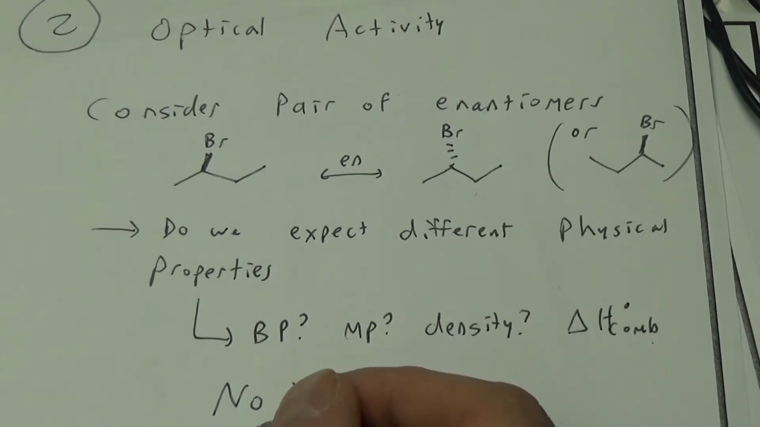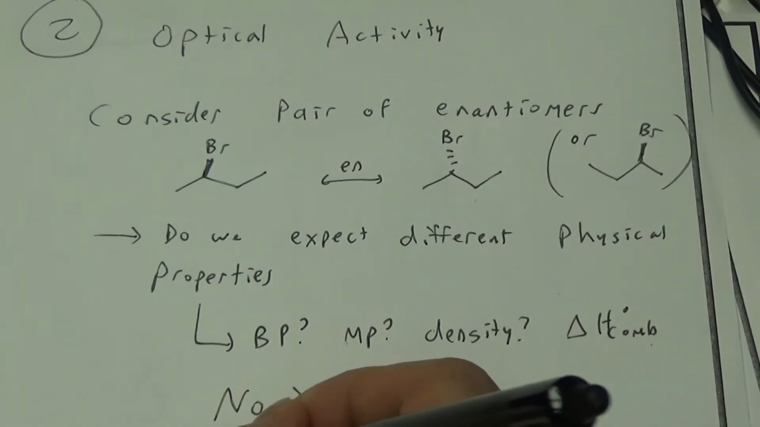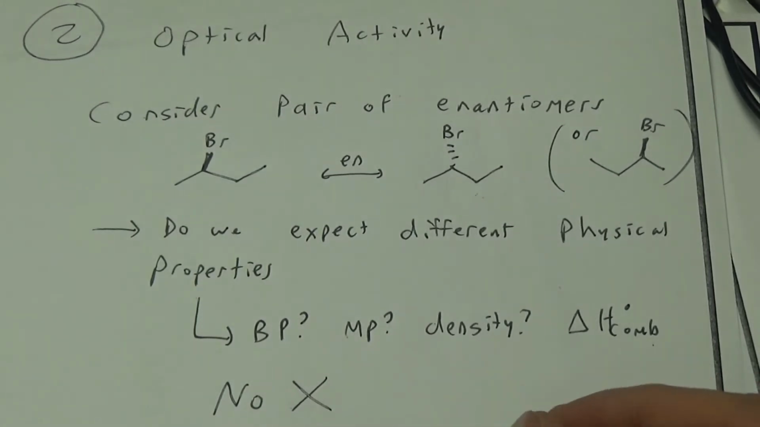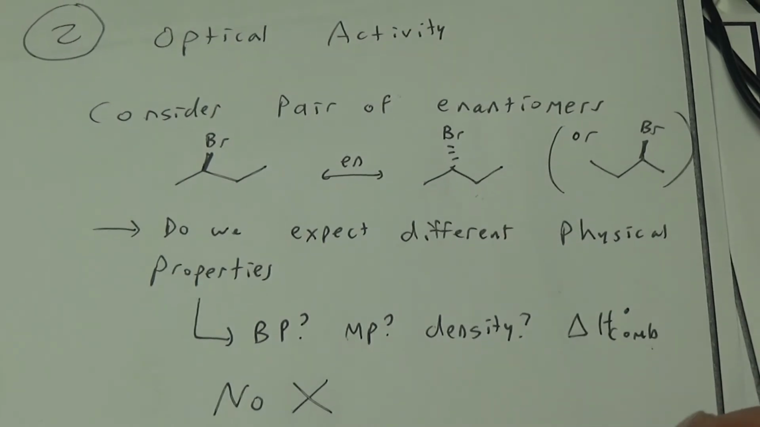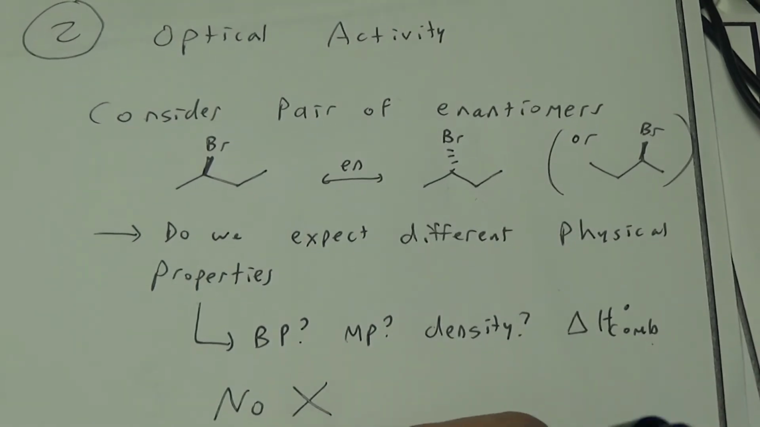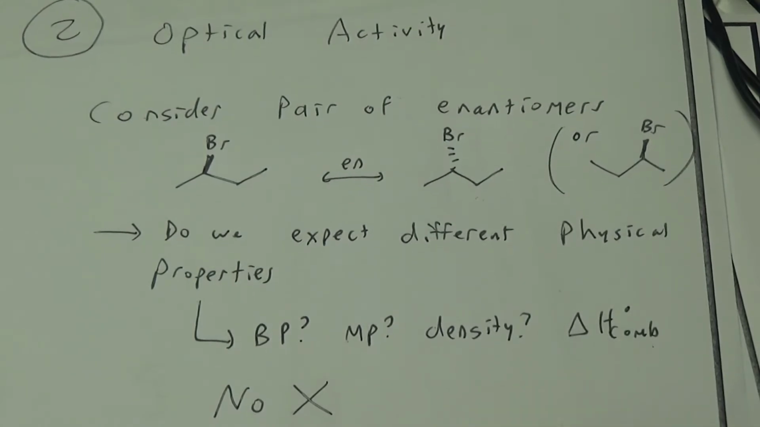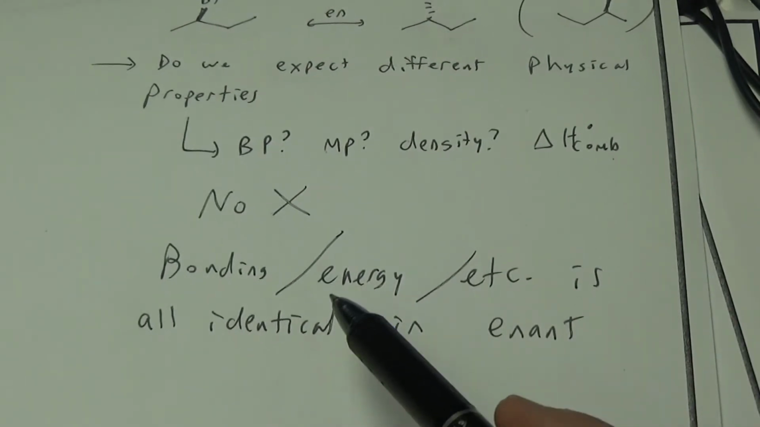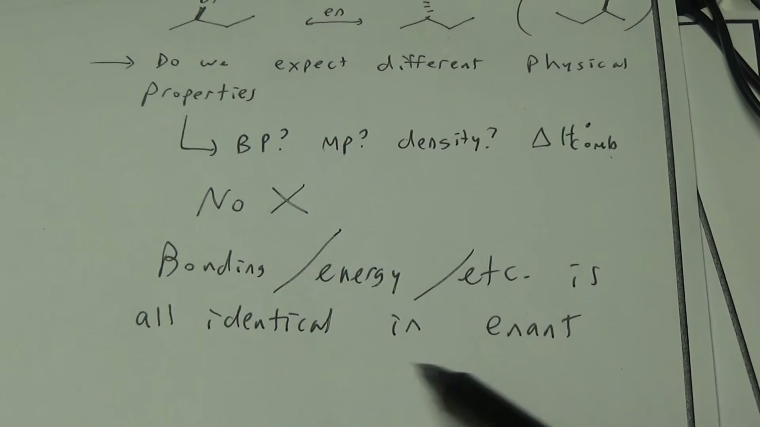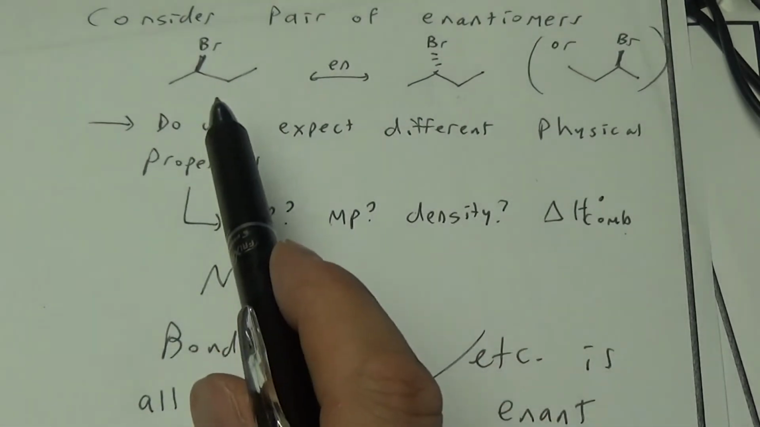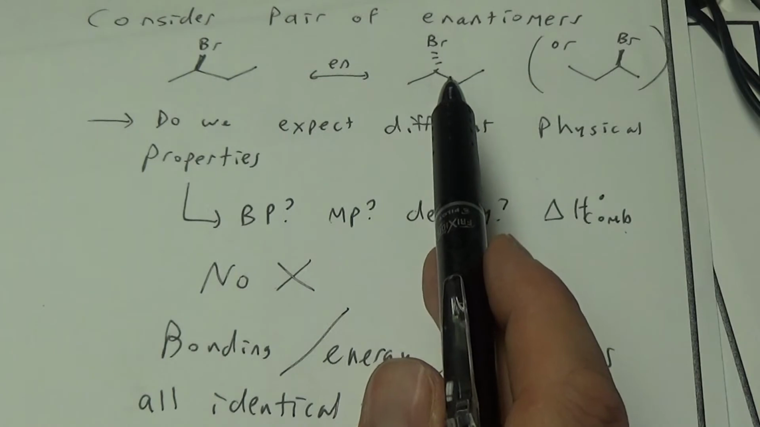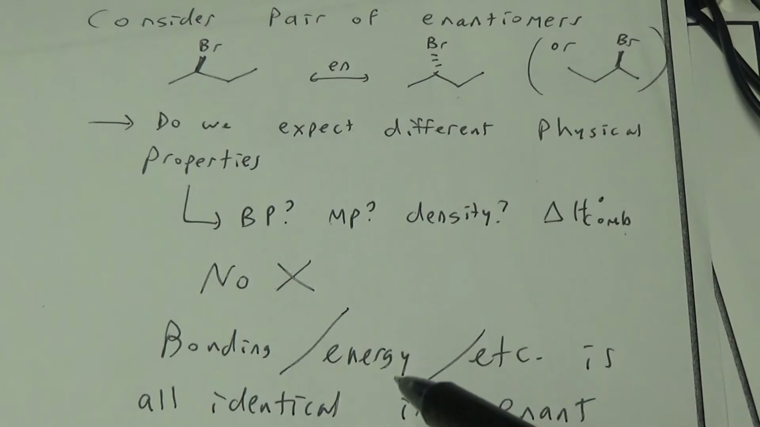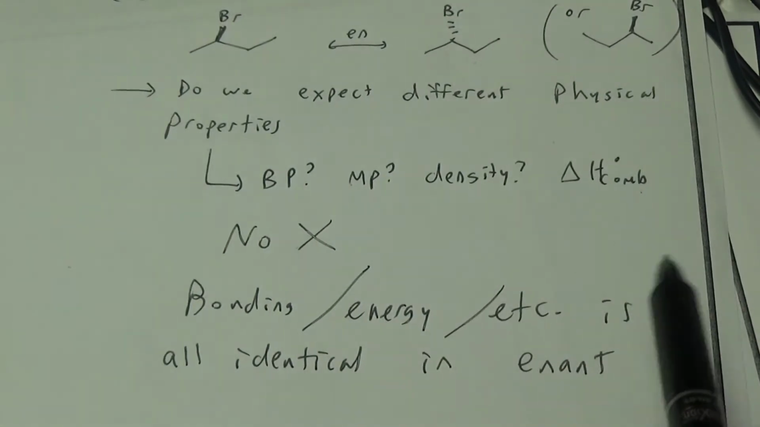The bonding, the energy, etc., is all identical in the enantiomers. There's no difference in the enantiomers. So is there any way to distinguish the enantiomers through an experimental technique? Can I distinguish this from that? I certainly can't use things like boiling point, melting point, density, etc.